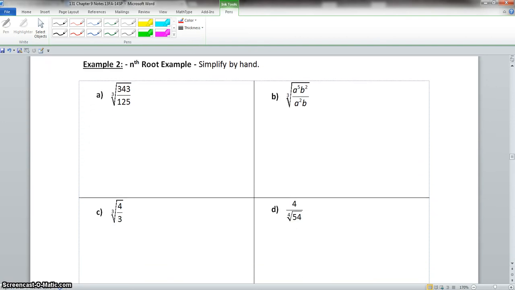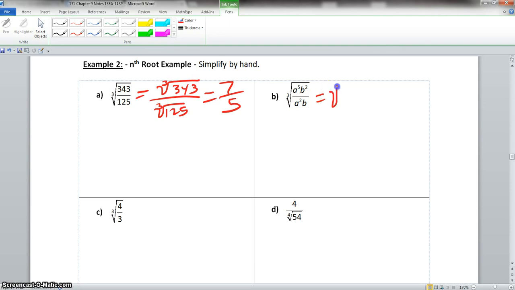Okay, so we come here. We had a cube root of 343 over 125. We could break this up as the cube root of 343 and a cube root of 125. And this will give you 7/5. Now we come here. We could do the same thing. But before we do any of that, let's see if we can simplify.